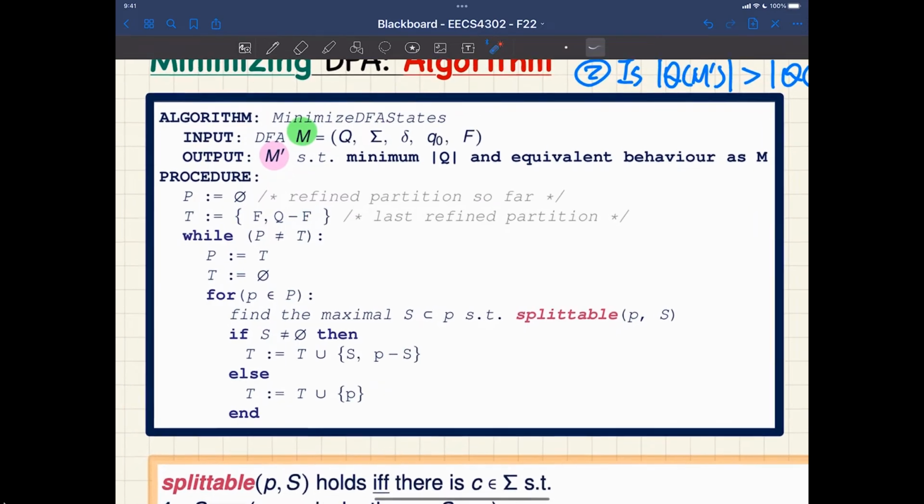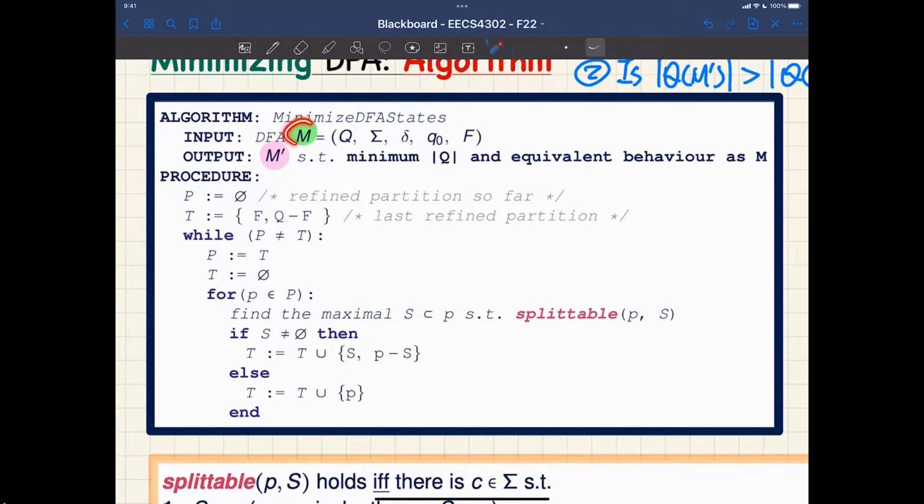We got input and we got output over here, and it's going to be line by line. The first one: we got 2 sets, P and T. Initially, P is simply empty, and T is basically a set containing 2 partitions. Remember we talked about partitions last time. You can think about each partition as just a set of states. So initially we got just 2 partitions.